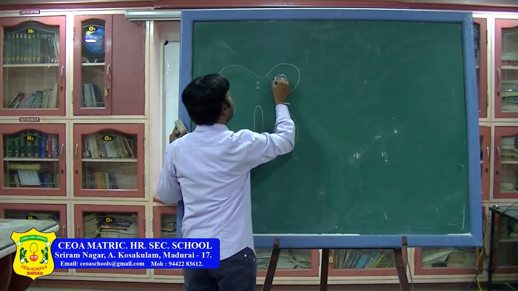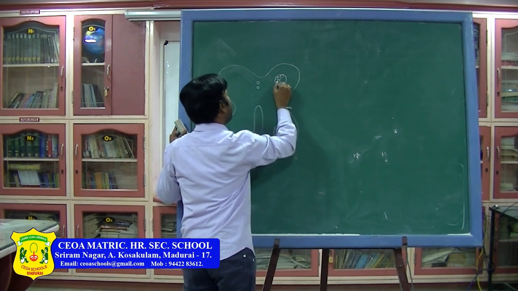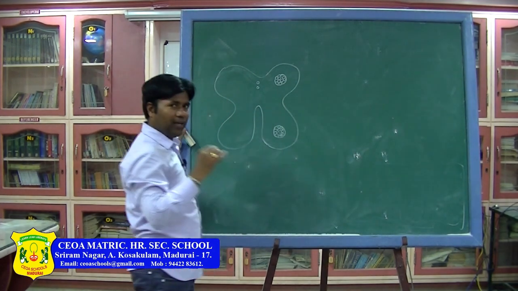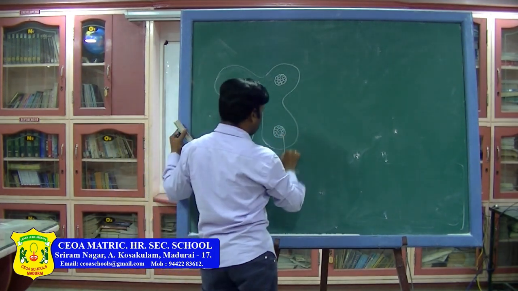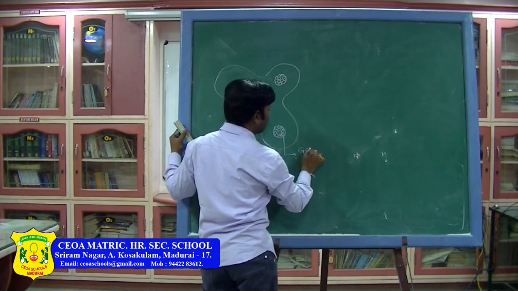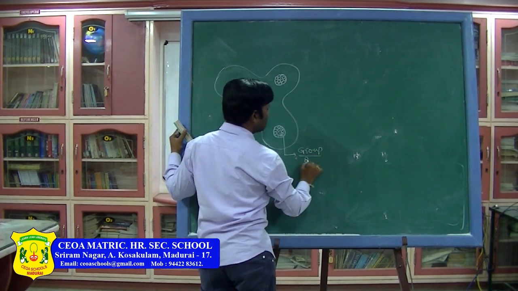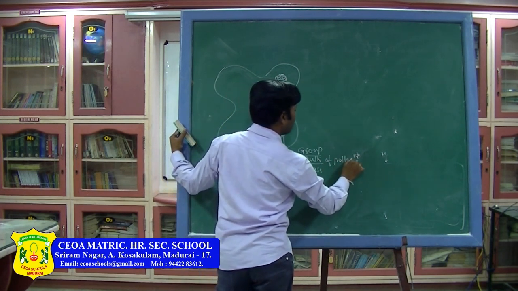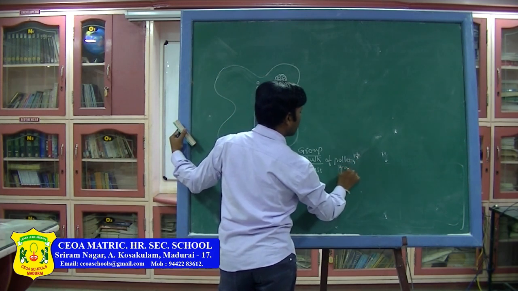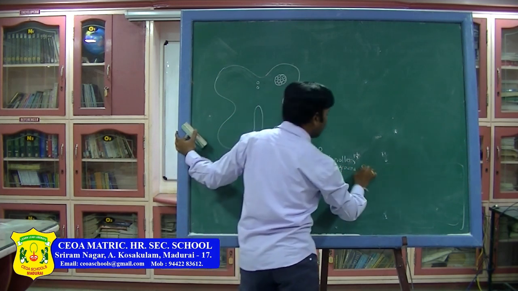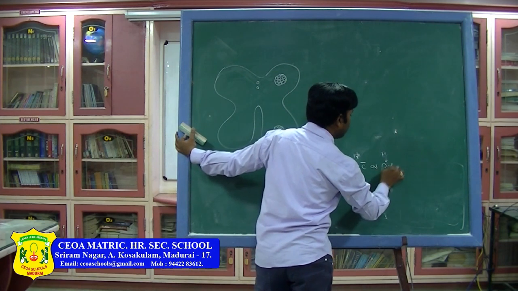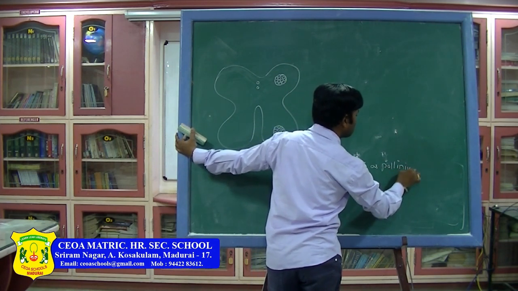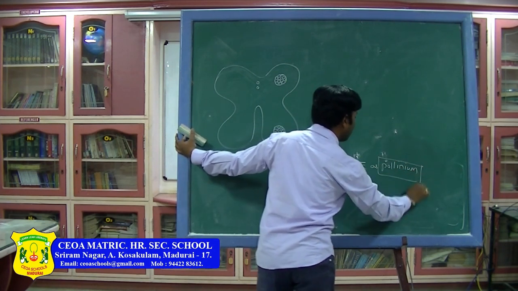Here also many pollen grains are present. A group, bulk or mass of the pollen grains. I am writing these three terms: group or bulk or mass of pollen grains is called as pollinium or pollinia. What we are calling pollinium or pollinia.